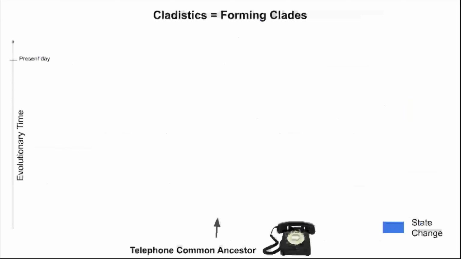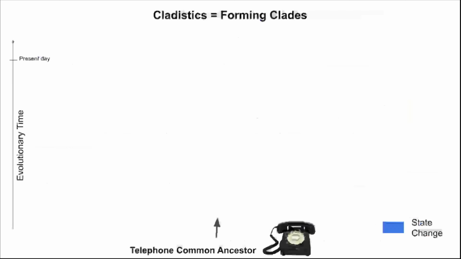So you can see I've set this up to be kind of like a timeline. On the very left you have evolutionary time. On the bottom of the screen is the past, and as we go up we go forward in evolutionary time until we get to the present day. We're going to look at this example organism. Well, in this case it's not an organism, but it's a telephone. So we'll say this is the common ancestor telephone.